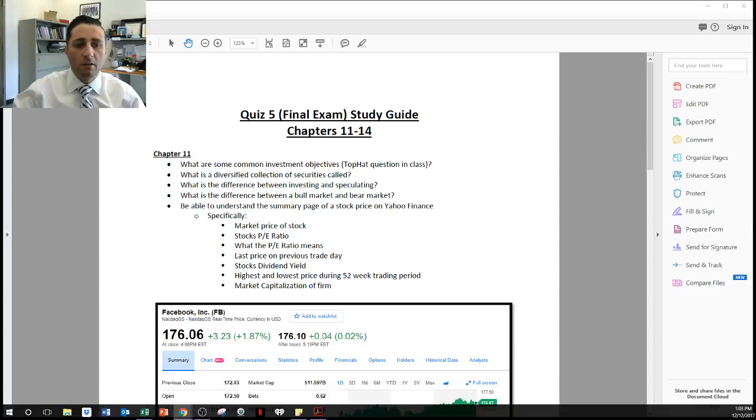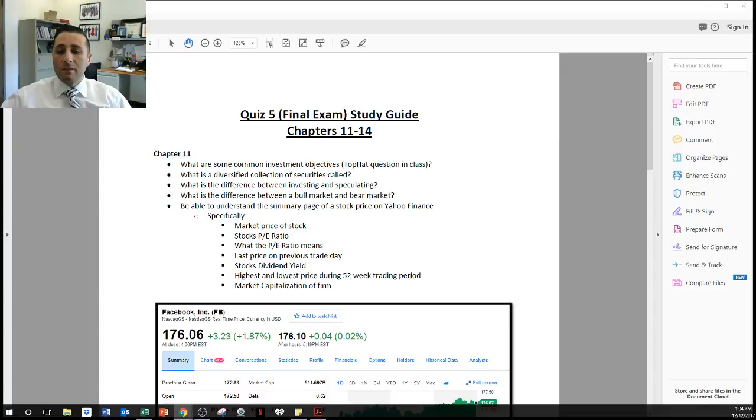So what we have here, it says GBUS Chapter 10 Study Guide. So, chapters 11 through 14 Study Guide. So what are some common investment objectives? We talked about this in class on in Top Hat, and it's basically asking you, if I gave you a list of investment objectives, would you be able to point out the one that isn't a likely investment objective? So again, look at your Top Hat. What are some of those investment objectives we have?